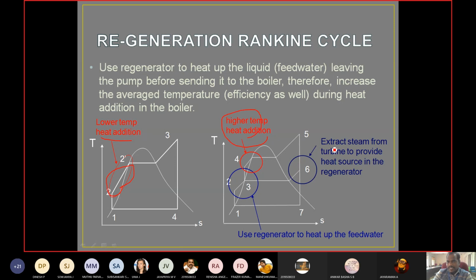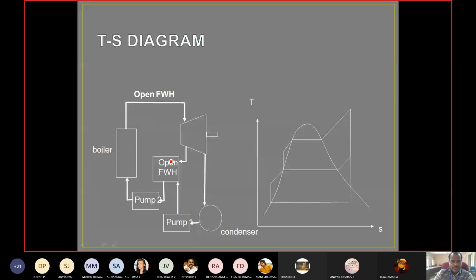Right, so we extract steam from the turbine to provide a heat source in the regenerator. So if we provide a regenerator, we can get the steam from the turbine. Then the regenerator is used to heat up the feed water. We will look at that in the next slide. So regeneration can happen with the use of this setup, right? There is a boiler, there is a pump, and we need to introduce another pump. After the condenser we have a pump, but to regenerate, we need to introduce another pump. So we have pump one and pump two.